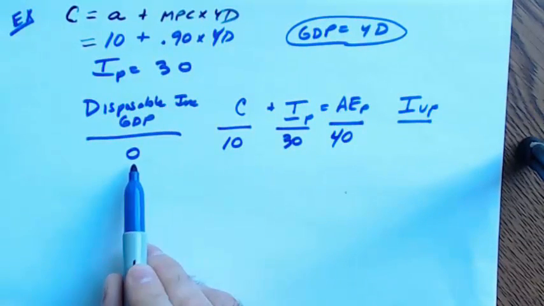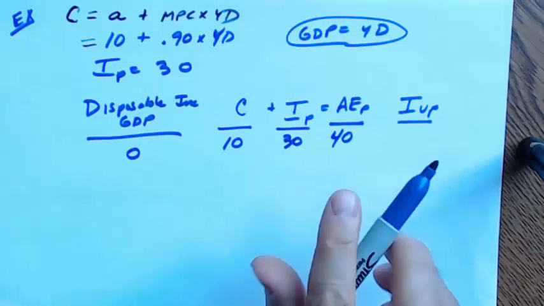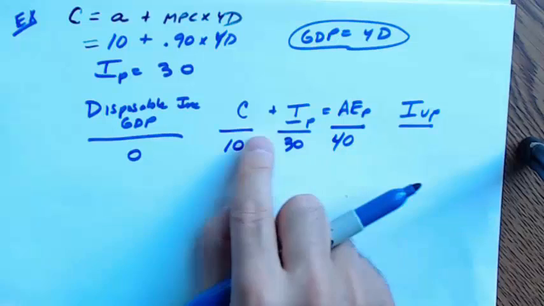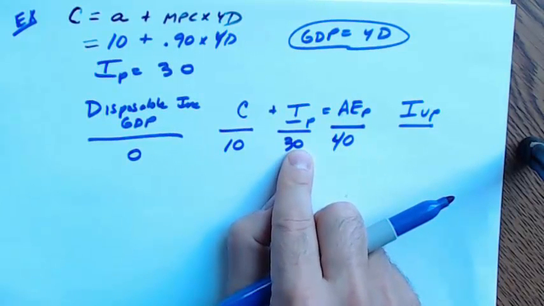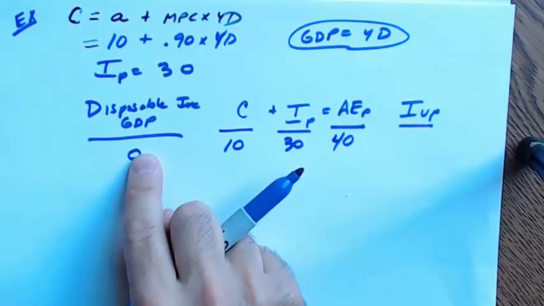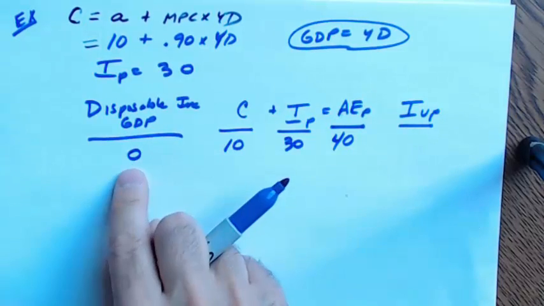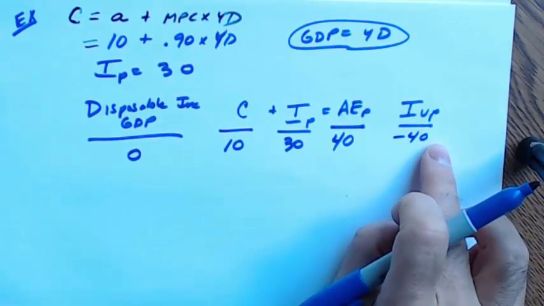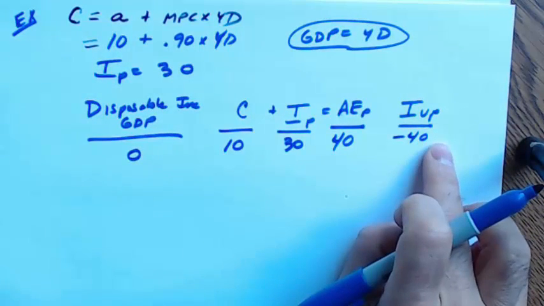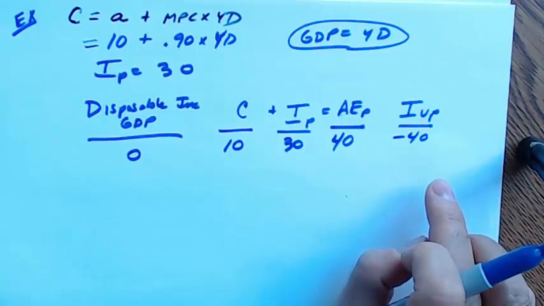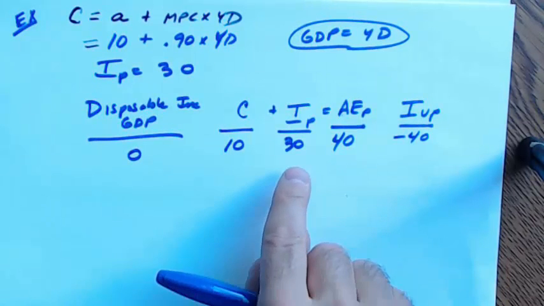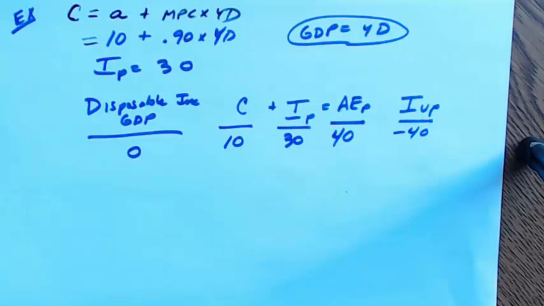Now look at what happened here in this particular line. We're spending $40, 10 on consumption, 30 on investment, but we haven't produced anything. So if we're spending and we haven't produced anything, we have to be drawing down inventory. And so inventory is going to drop. And we're going to call that unplanned inventory because we didn't anticipate it. Otherwise, we would have changed our planned investment spending.